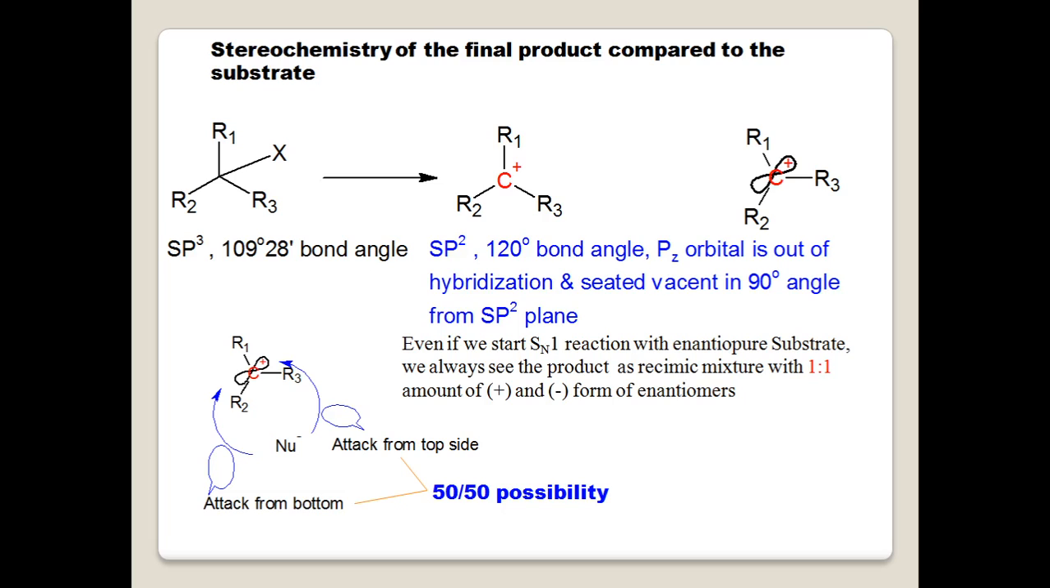When the nucleophile comes to attack, it can donate its bond pair of electrons either from the top side or from the bottom side with 50-50 chance. That is why if we start with an enantiomer pure substrate, we always get a racemic mixture product with 50% plus form and 50% minus form of the enantiomer.